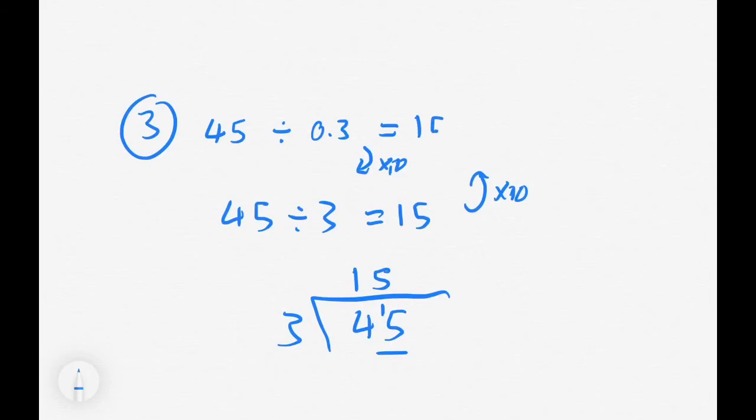So times it by 10, and we get 150, which again makes sense because when we divide by a number between 0 and 1, it makes it a bigger number. So 45 divided by 0.3, we get 150.